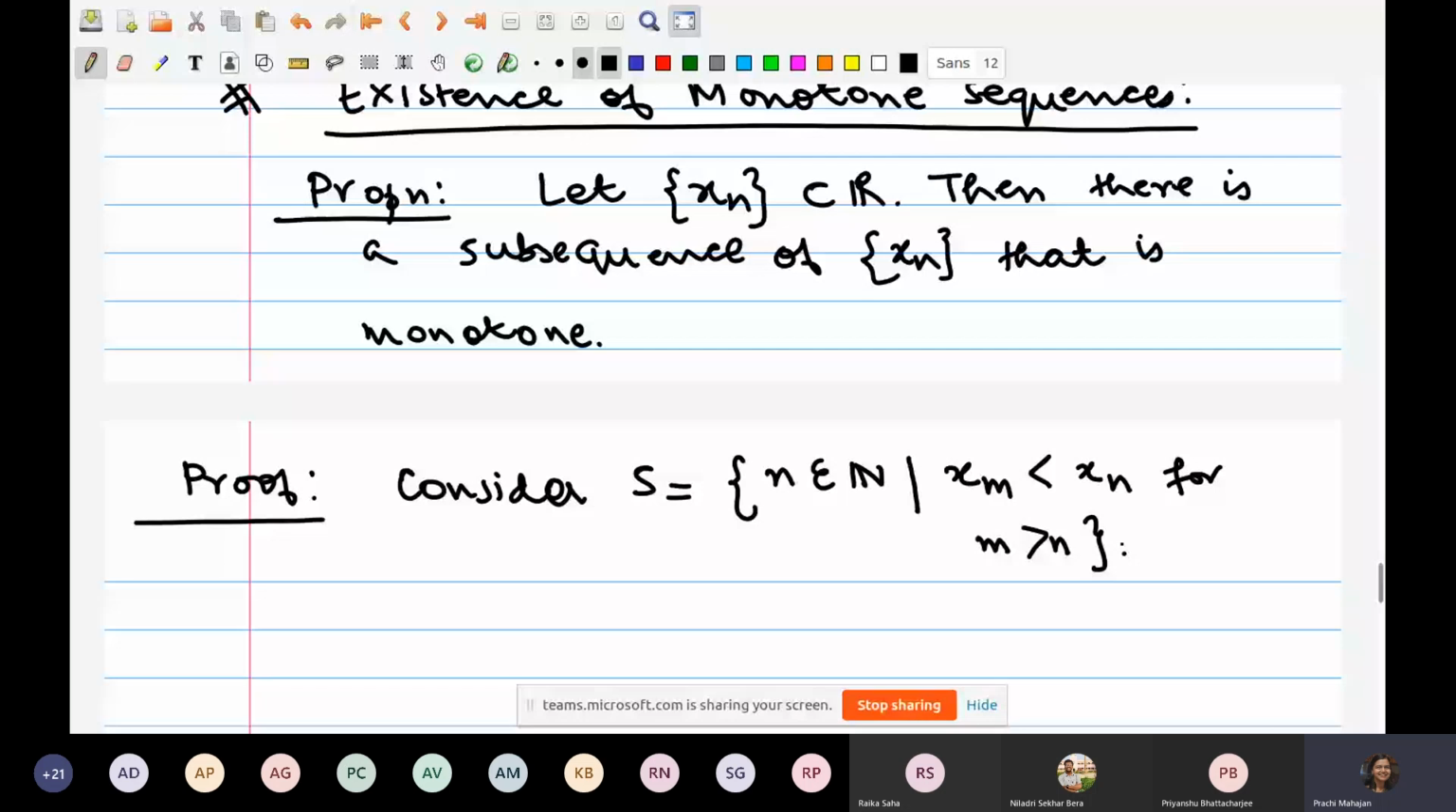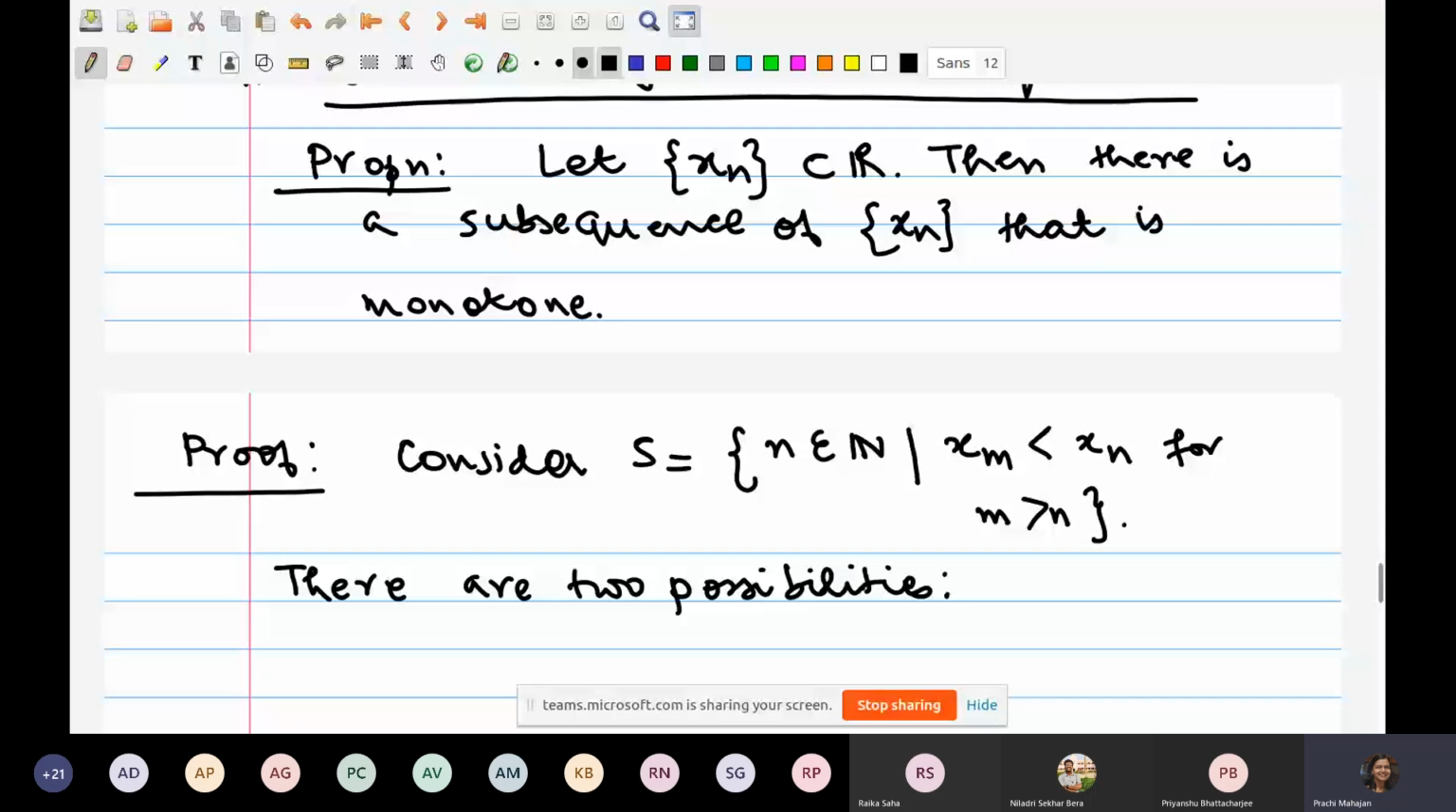Now there are two possibilities: one, the set S is finite, and two, the set S is infinite. I'm going to investigate both of these scenarios one by one.